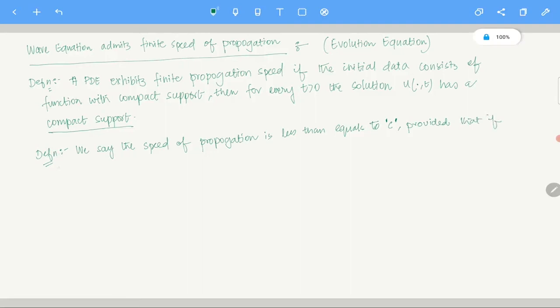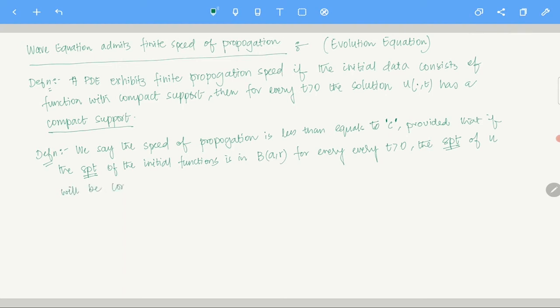that if the support, SPT, of the initial functions is in a ball B, then for every t positive, the support of u will be contained in, this is the alternative definition, ALT, contained in the ball with center at A and radius r plus ct.